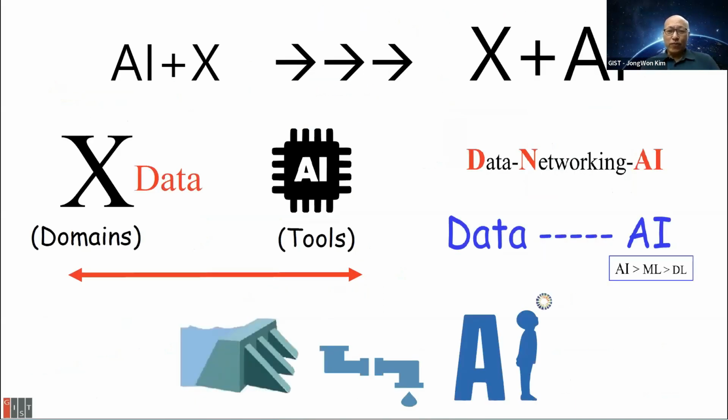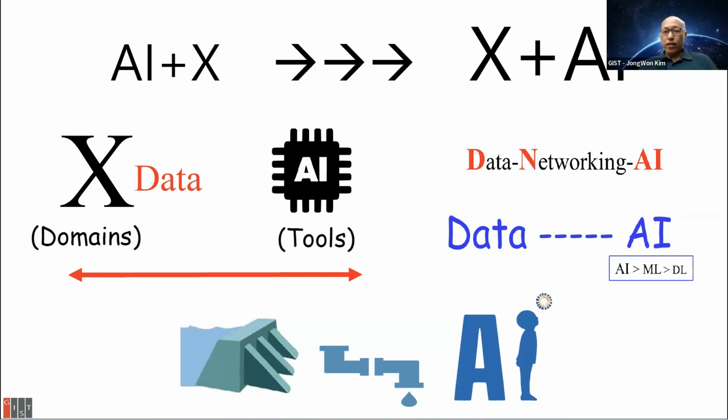So Express AI is basically talking about domain data X being connected to AI, right? Please try to interpret it as X plus AI, domain-specific data D connected to AI. It's DNA, data, networking, AI, and X plus AI, basically the same thing.